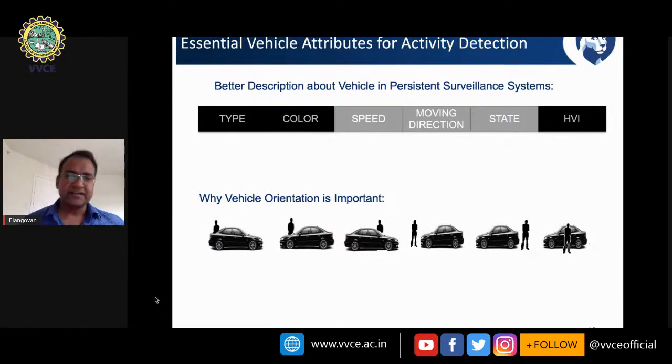For example, if I detect a person, and if I know the orientation of the vehicle, I can find the whereabouts of this person. I can find whether the person is standing next to the hood, or is standing next to the trunk, or is he the driver? Is he coming out of the front door, or is he the passenger coming out of the back door, and so on.